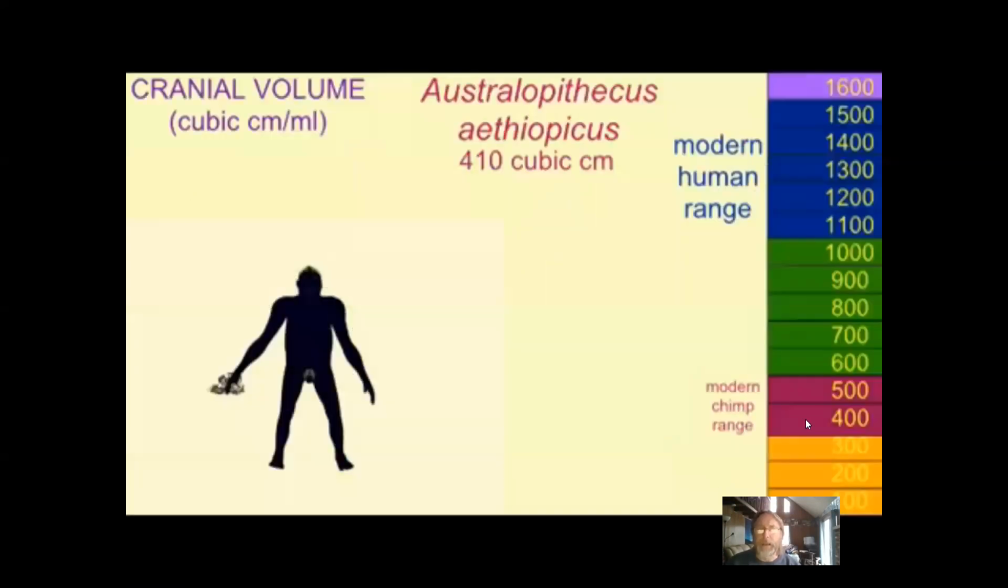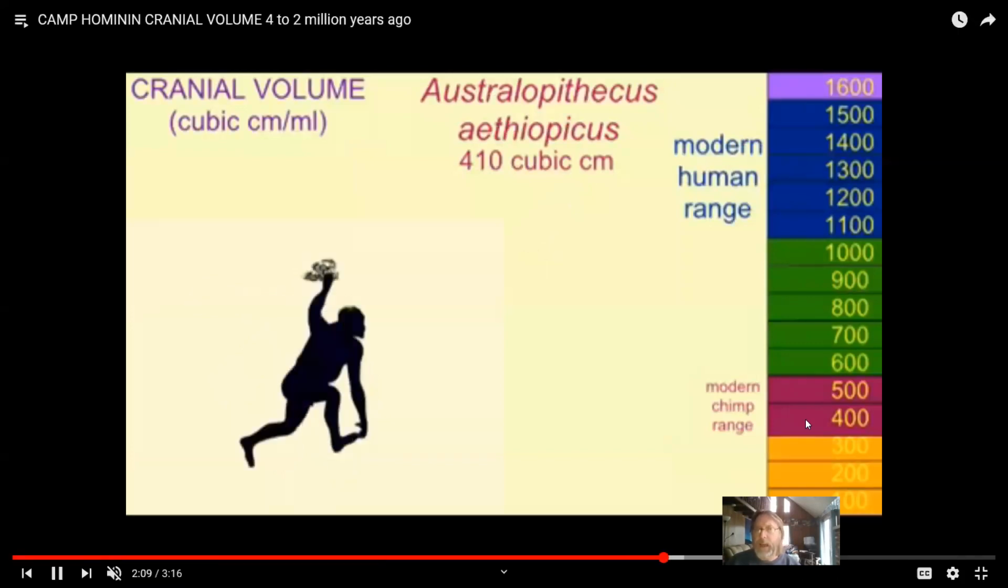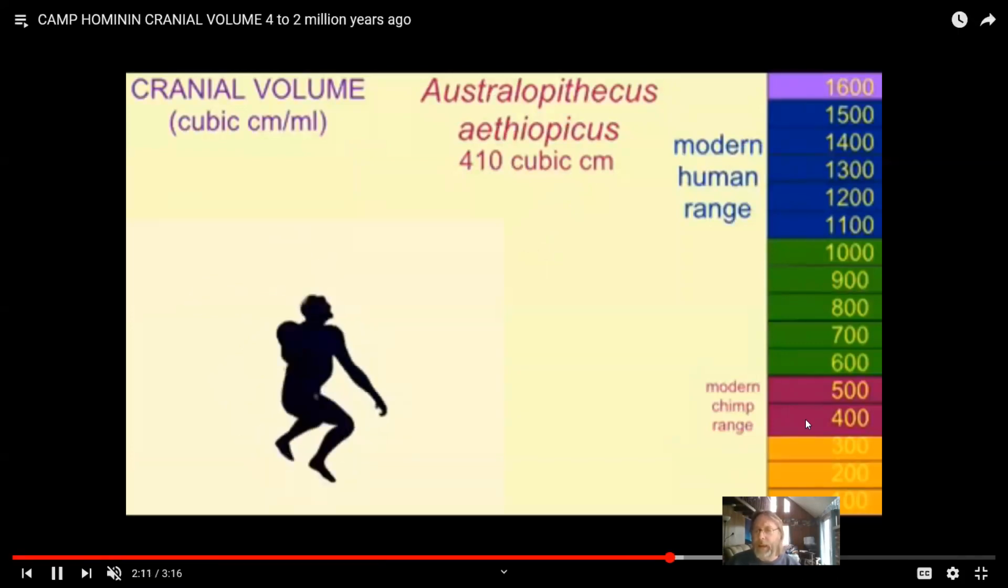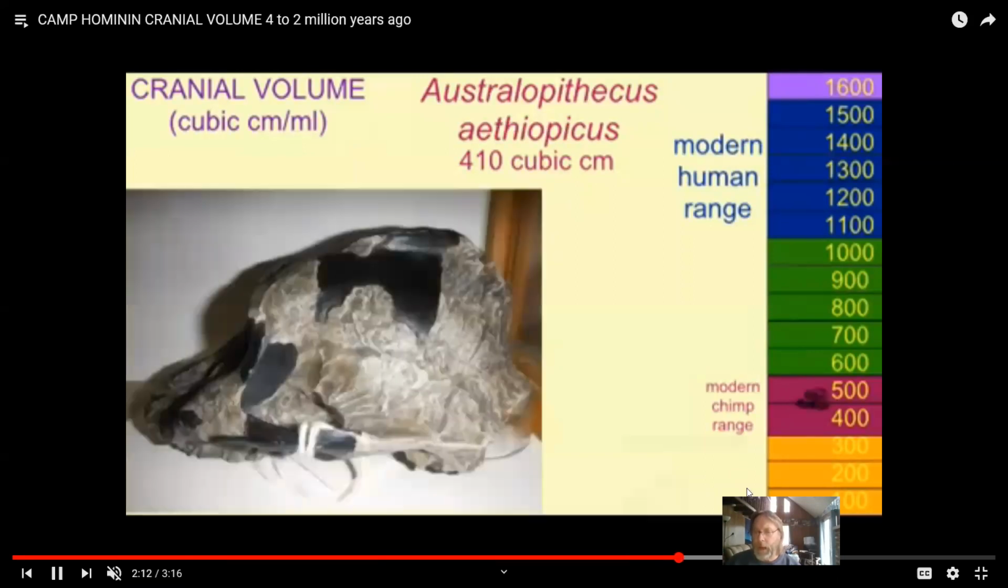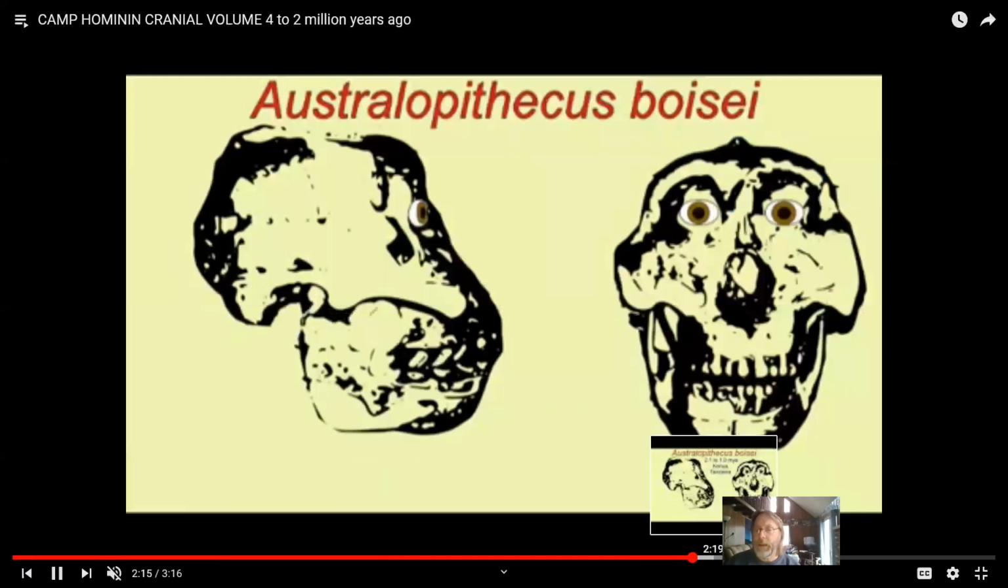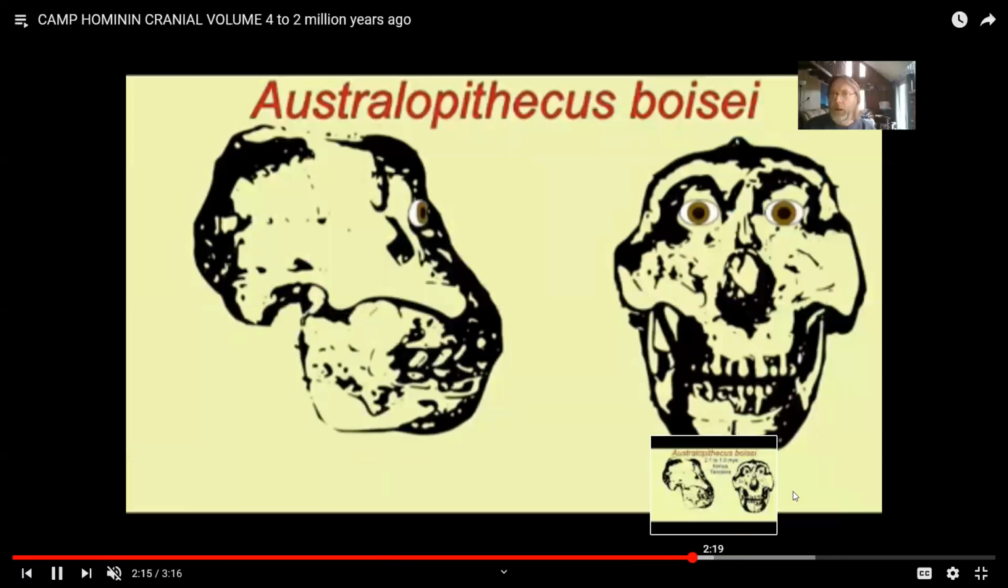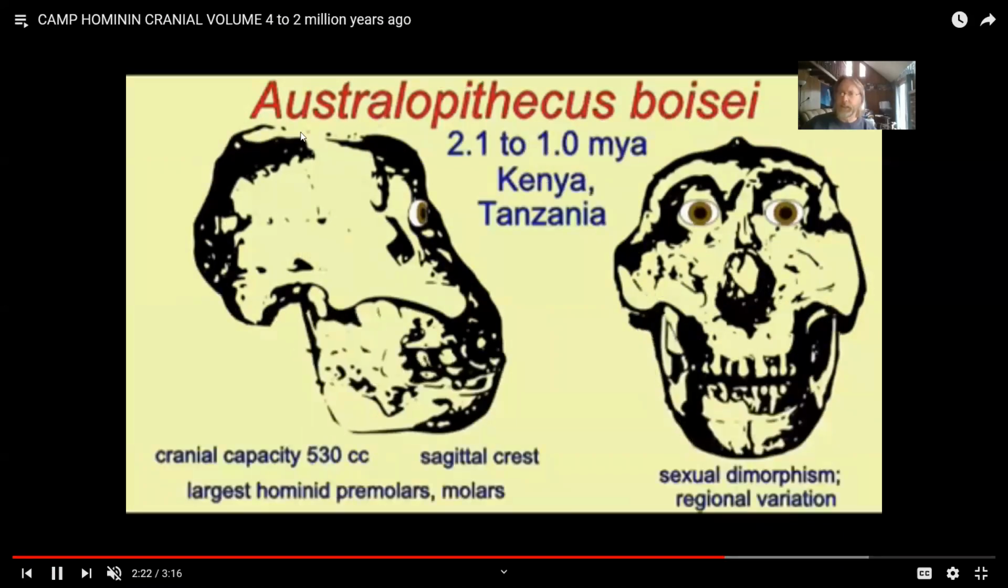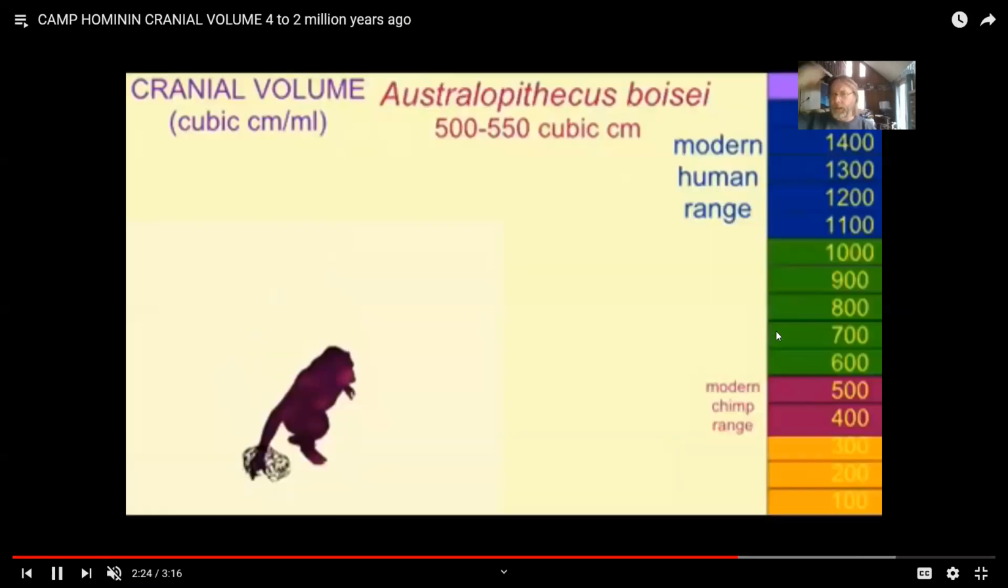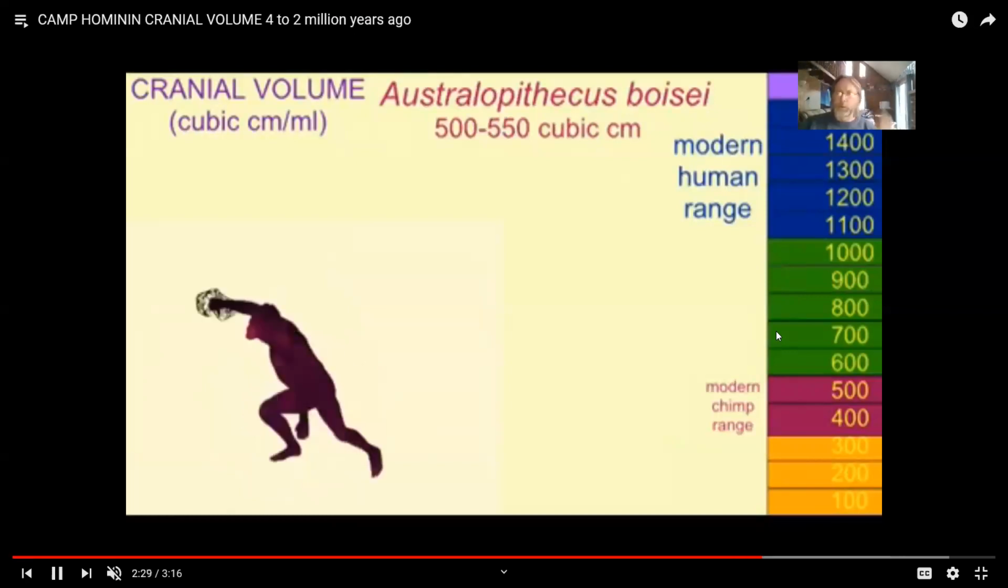But by the time we get into some of the robust Australopithecines, they actually had a cranial volume, some within chimp range, but when you look at Boisei, it actually is a little bit bigger than a chimp range. One of the interesting things about these hominids is they depended so much on chewing that they actually had a ridge on their parietal bones to attach larger chewing muscles.